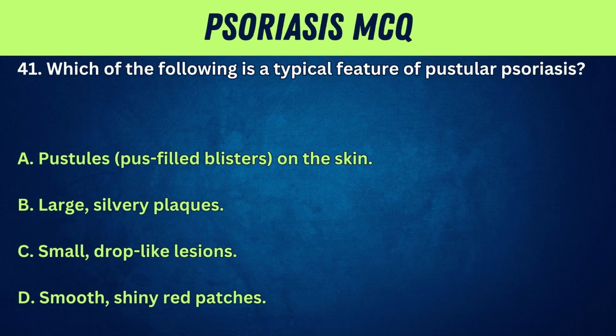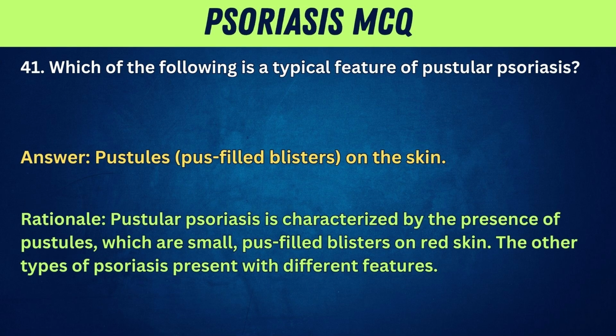41. Which of the following is a typical feature of pustular psoriasis? A. Pustules, pus-filled blisters on the skin. B. Large, silvery plaques. C. Small, drop-like lesions. D. Smooth, shiny red patches. Answer: pustules, pus-filled blisters on the skin. Rationale: pustular psoriasis is characterized by the presence of pustules, which are small, pus-filled blisters on red skin. The other types of psoriasis present with different features.